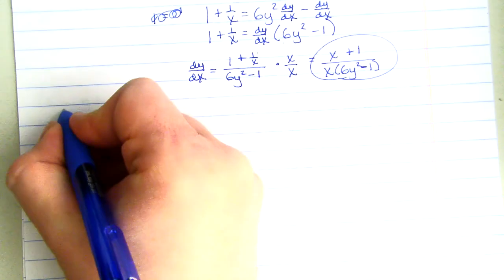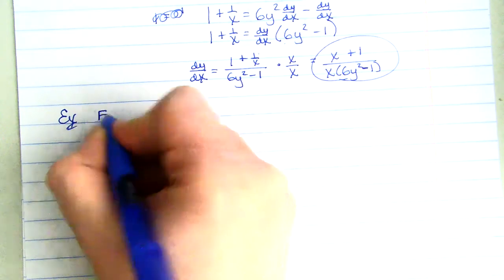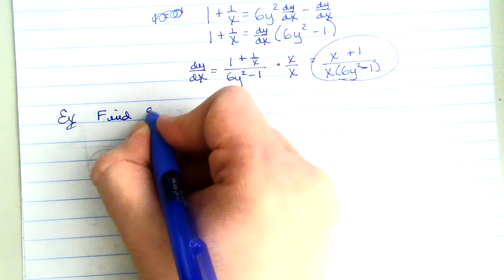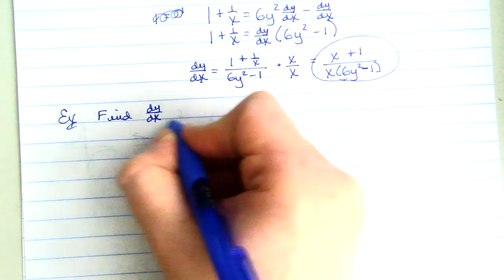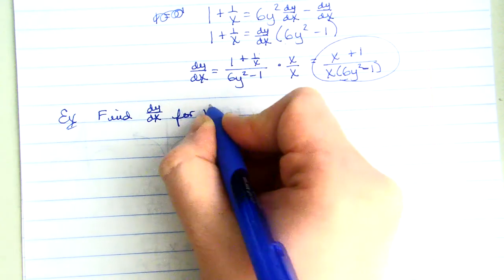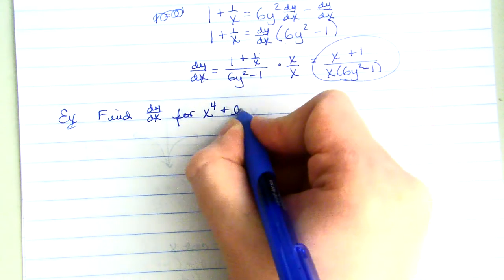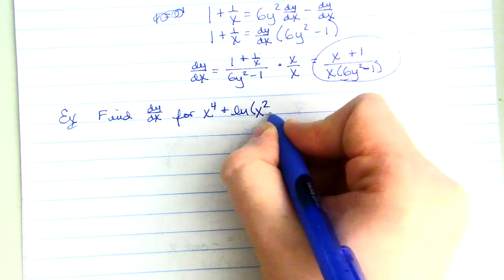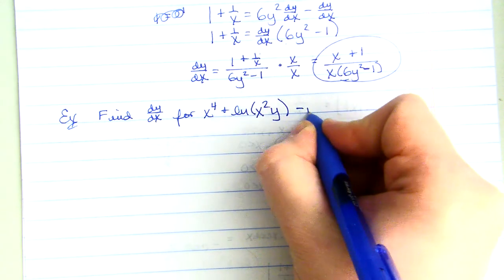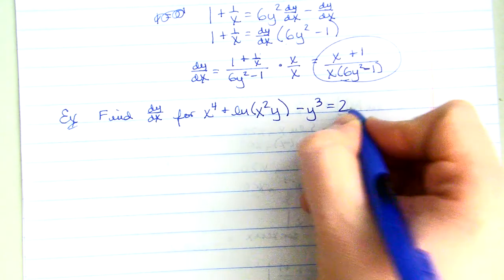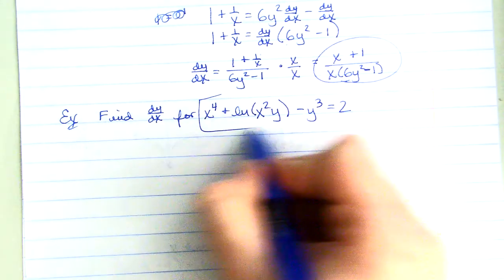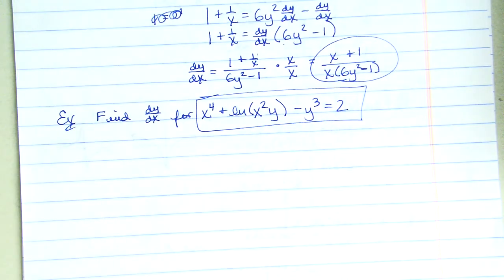We have one more. I want to find dy dx for x to the fourth plus the natural log of x squared y minus y to the third equals 2. Oh, go to Desmos for a moment. Graph that thing. Let's see what it looks like.